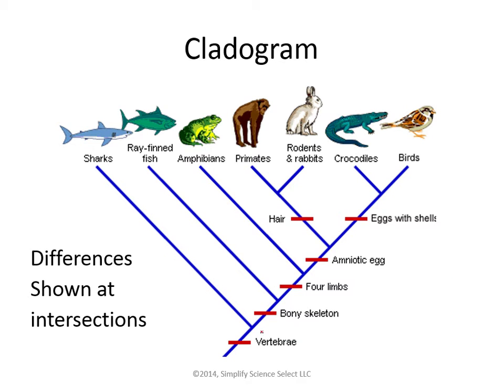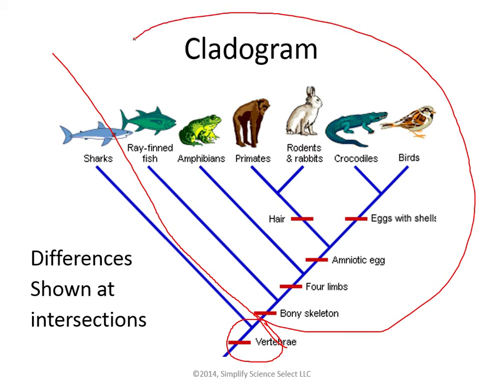So, for example, if we look at this intersection right here, this intersection shows me that everything to the left doesn't have vertebrae, and everything to the right does. And then this intersection here, all these have bony skeletons and those don't. All these have forelimbs and those don't. All these have amniotic eggs, kind of the way that their young develop. And all of these do not. Now you notice here, there can be branches after the branches, but everything to the left is going to be different than everything to the right.